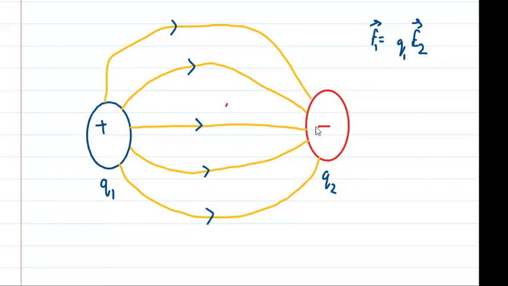Now, since this is a negative charge and this is a positive charge, the force on Q1 is toward Q2. It's in this direction, right? And since Q1 is positive, I can just say the direction of force is the same as E2, the electric field due to Q2. That is the direction of electric field, from positive to negative.